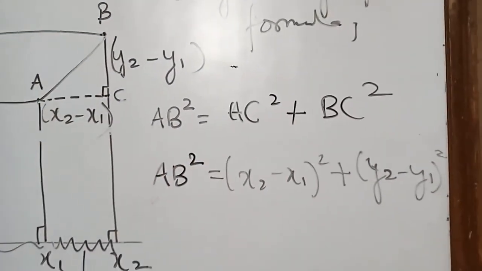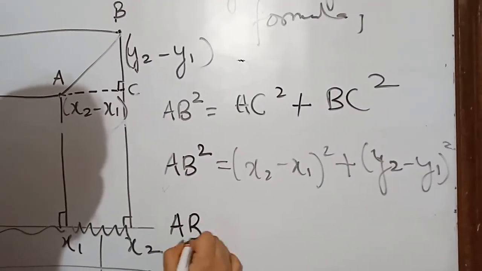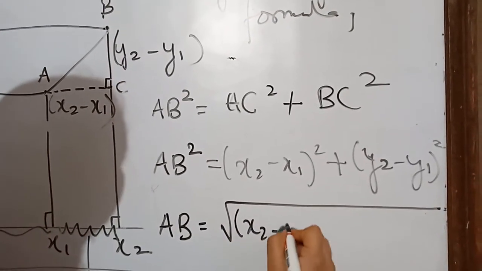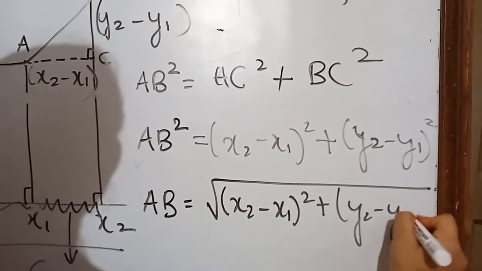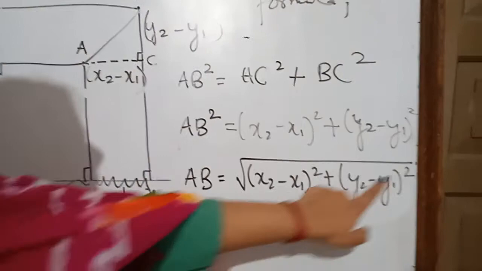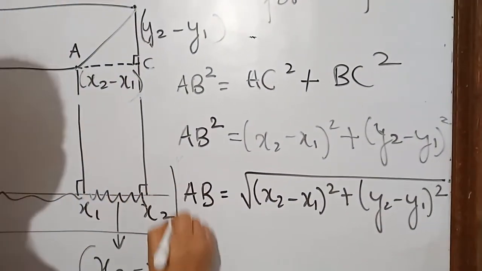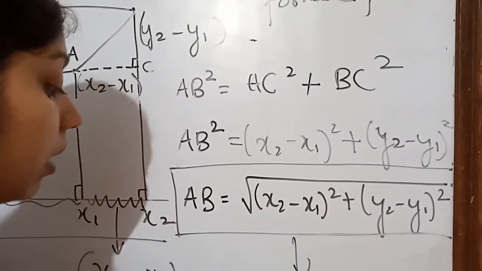Now I am going to shift this square to the RHS. So AB equals the whole under root of x2 minus x1 whole square plus y2 minus y1 whole square. Now many of you might say, children, that this whole square and this root will cancel, which is absolutely wrong. Now here we have derived the distance formula.